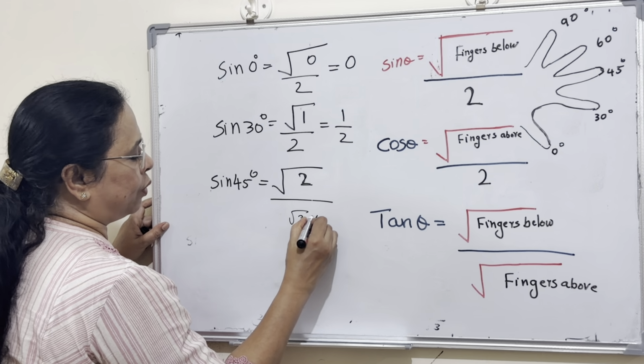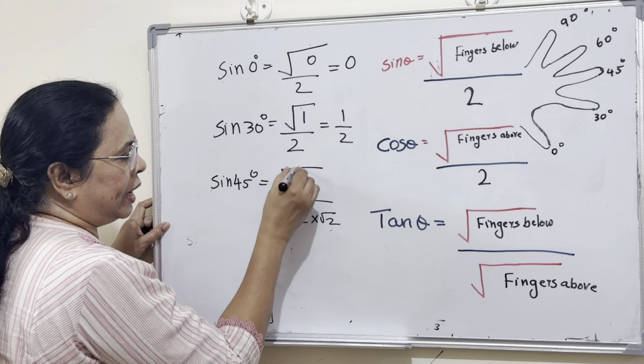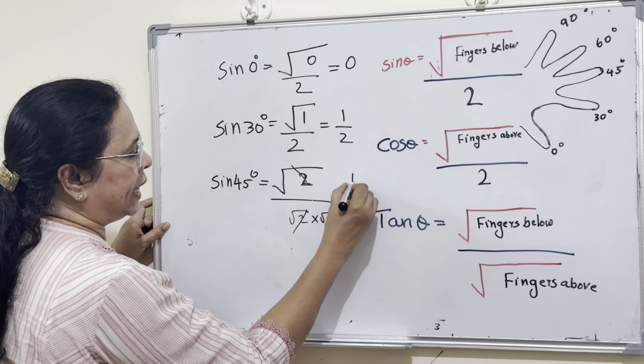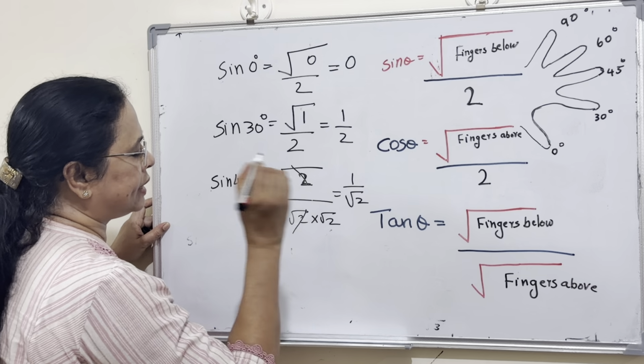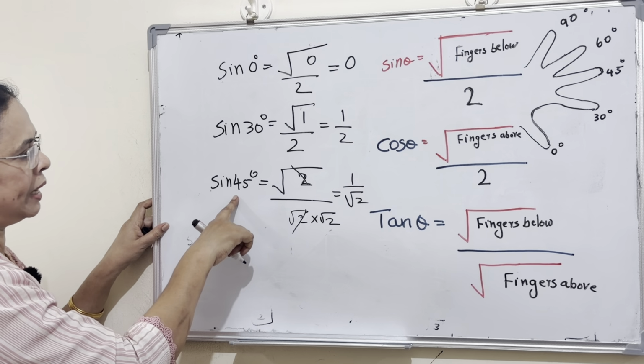Root 2 into root 2, right. So, 1 root 2 will be cancelled and I can write 1 by root 2. This is the value for sine 45.